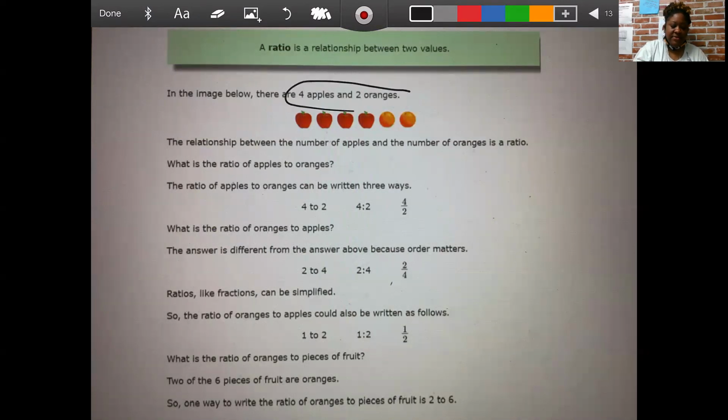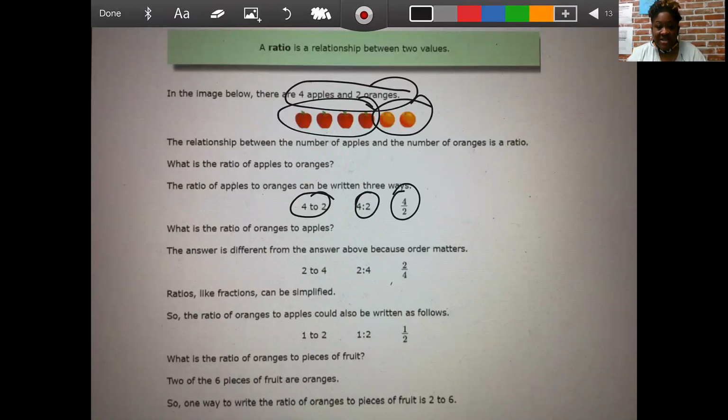So we're comparing apples to oranges. So apples is 4, oranges is 2. So of course your ratio is 4 to 2. You can write it, a ratio is a fraction, okay? A ratio is a fraction. So make sure you understand that.